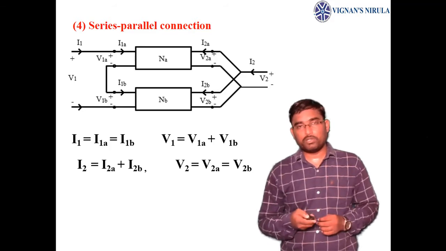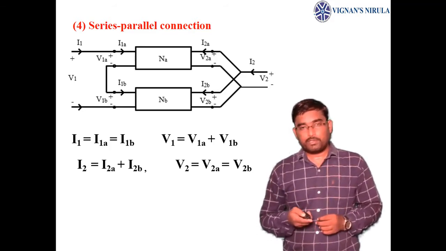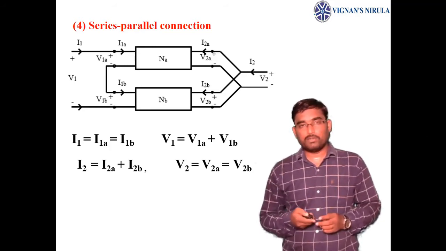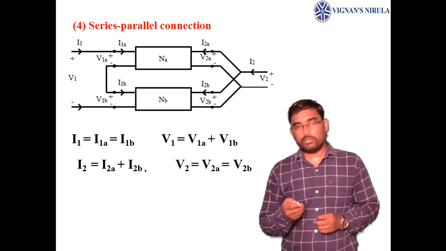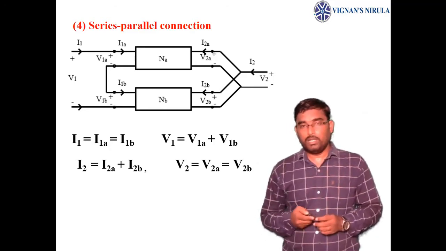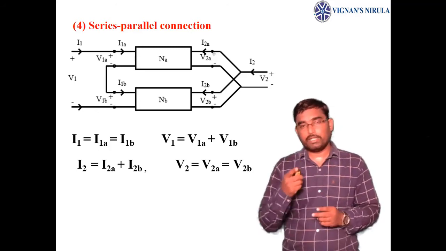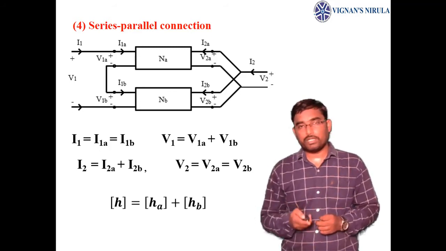See the figure. At port 1, we can write I1 equals I1A plus I1B, and V1 equals V1A equals V1B. From port 2, I2 equals I2A equals I2B, and V2 equals V2A plus V2B. By putting these relations in the H parametric equations of network A and network B, and by simplifying, that gives H equals HA plus HB.